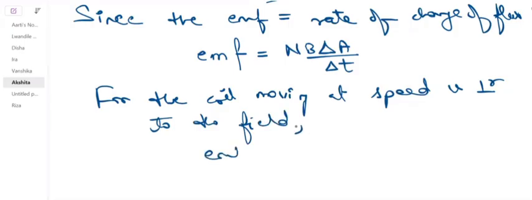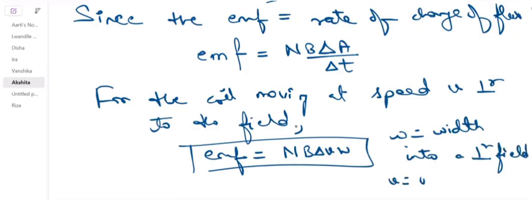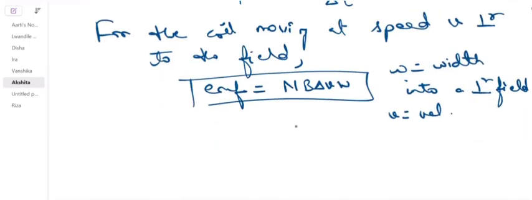Perpendicular to the field, the EMF is given by NB del P into W. Now what is W? W is the width basically through which it is coming out and going in. And V is the velocity. Any doubts still here? Okay. Now let's have a look over here.